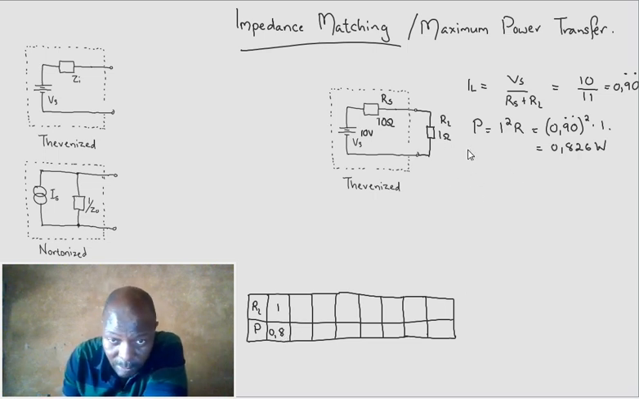Let's double that load to 2 ohms. All right, when you double that load to 2 ohms, okay, now this was power at what? At 1. This is 1 ohm. Okay, now let's have 2 ohms as our new load. So we change that to 2. Right, what do we have now?